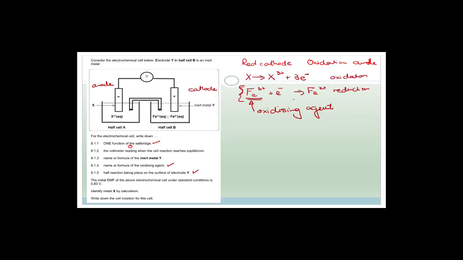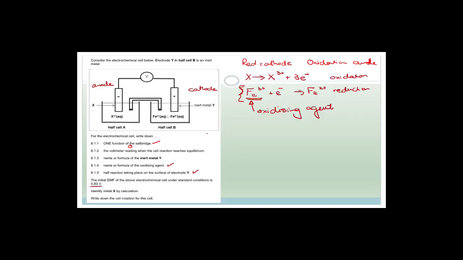So now, the next question is, I've done that. That is the half reaction: Fe3+ plus e- goes to Fe2+. Next, it says the initial EMF of the above electrochemical cell under standard conditions is 0.83. It says identify metal X by calculation.